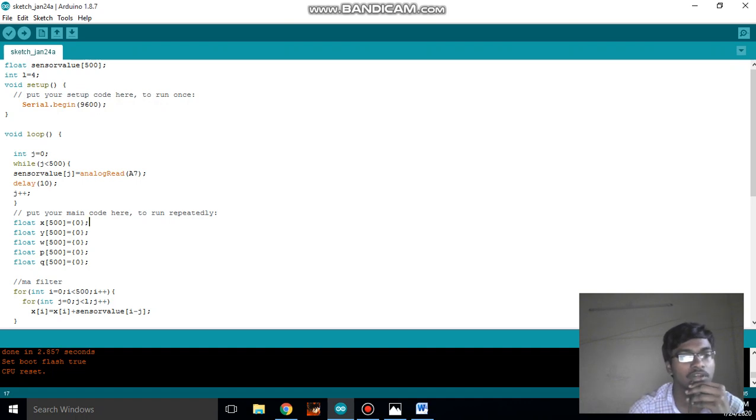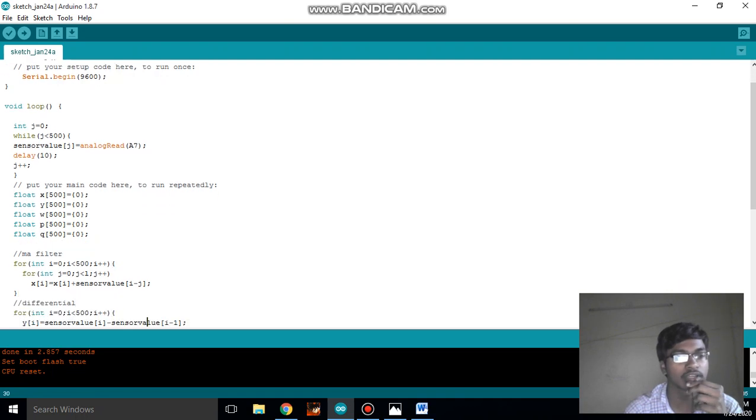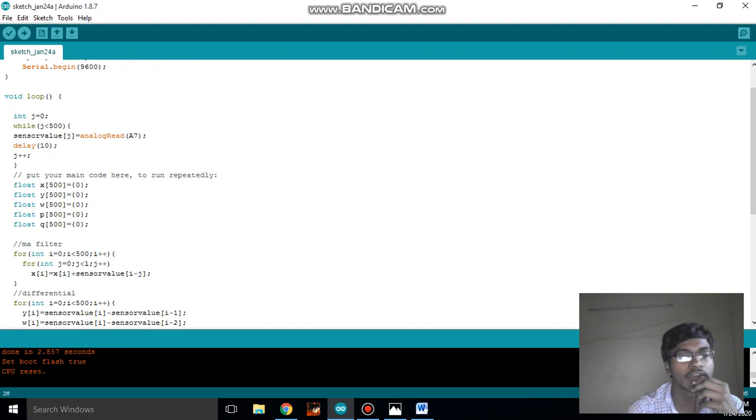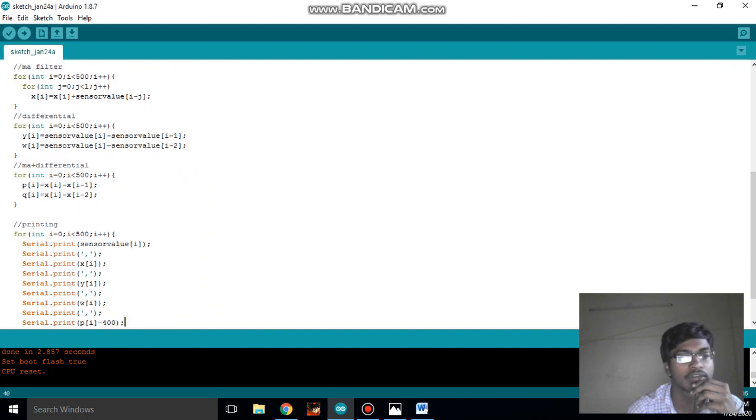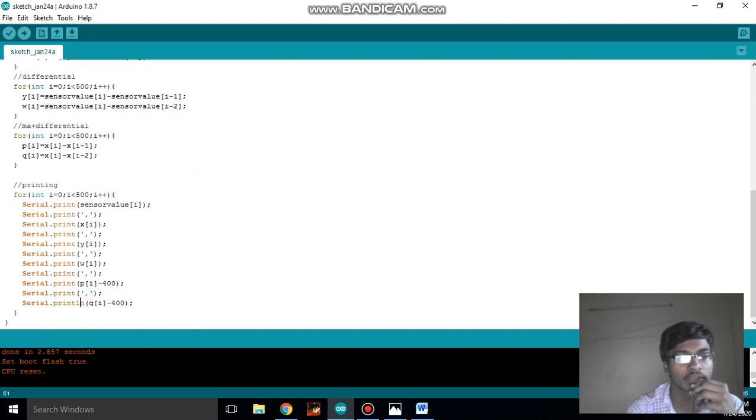Here I am defining some arrays named x, y, w, p, q so we can use them in different operations. The first one is the MA filter, since we had taken the loop L, and we are doing the same thing as last week. This is the function for the MA filter, and we are storing the new values in the x array. We will be printing our values here. These are all the remaining values, so I'm putting them in comment so we can clearly observe that.